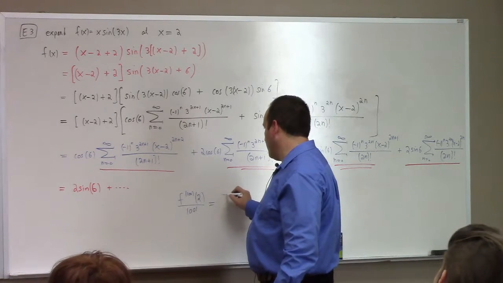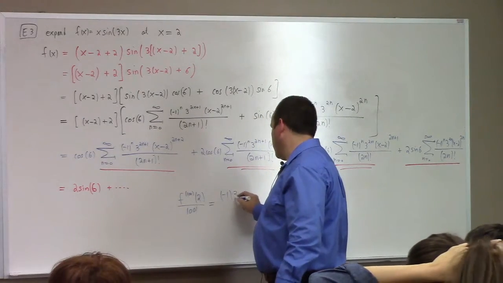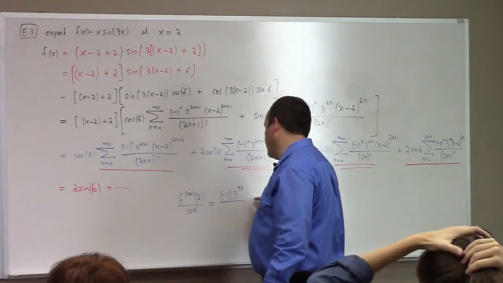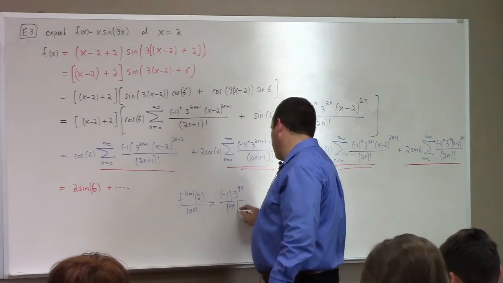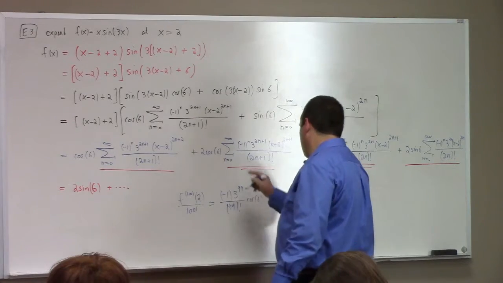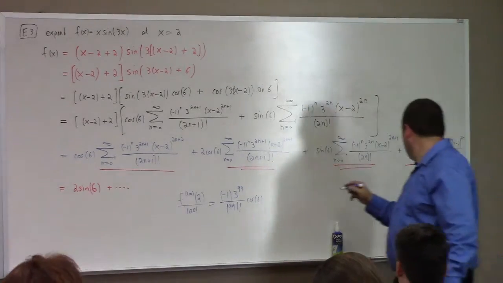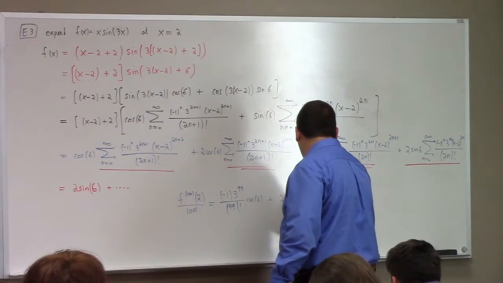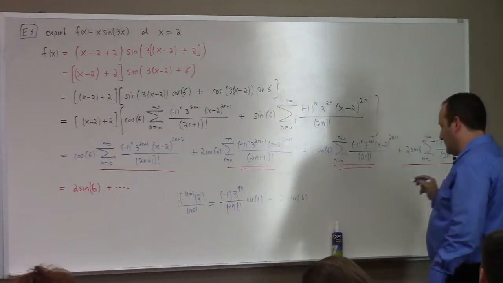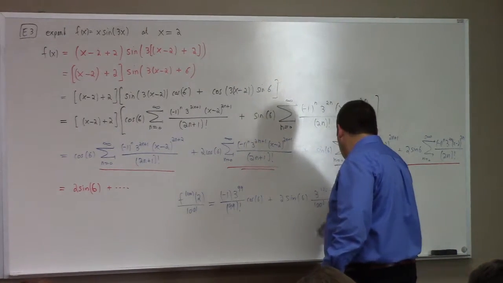So we've got minus 1, 3 to the 99. Down here you got a 99 factorial, I think, if I've judged the pattern correctly. All of that's times the cosine of 6. Where else can you get a 100 power from here? Over here, right? n equals 50. So plus 2 sine of 6. Again, that's 3 to the 100 divided by 100 factorial.